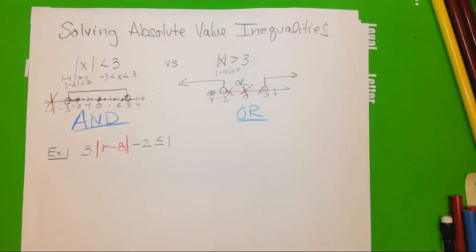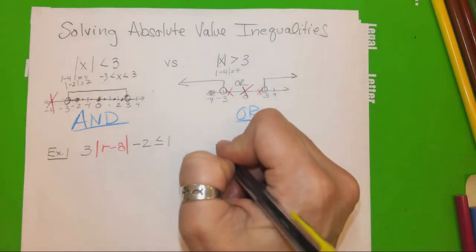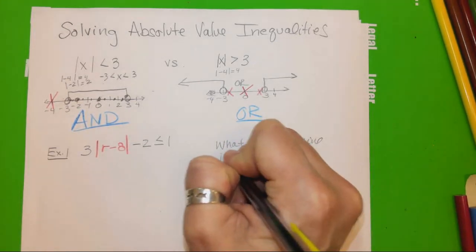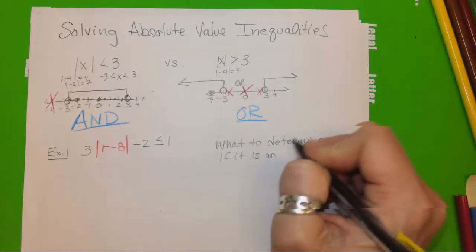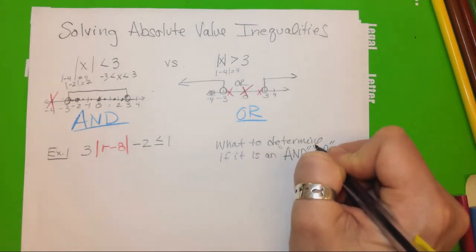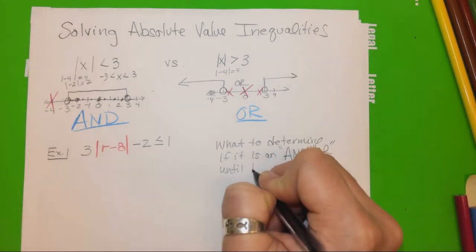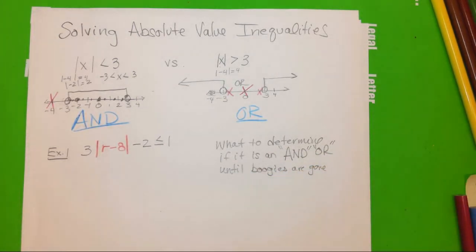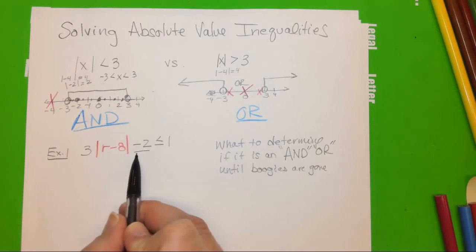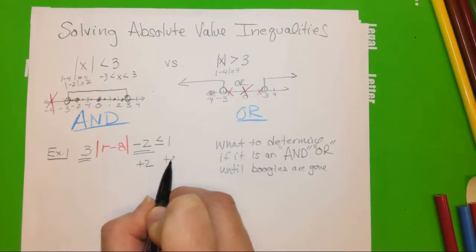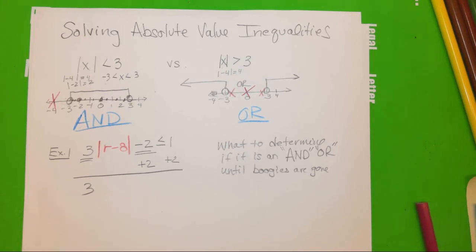So let's look at an example. You cannot make the determination if it's an and problem or an or problem until the boogies are gone. Now I use the word boogies because it helps you remember and you can kind of visualize what that'll look like. So our boogies in this situation are going to be that -2 and the 3. So the first thing to leave would be the -2, so we're going to add 2, and then we have 3.